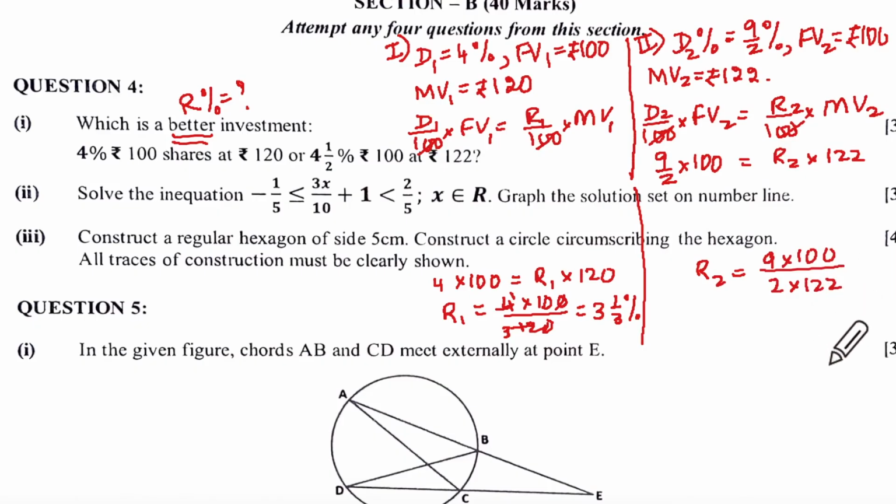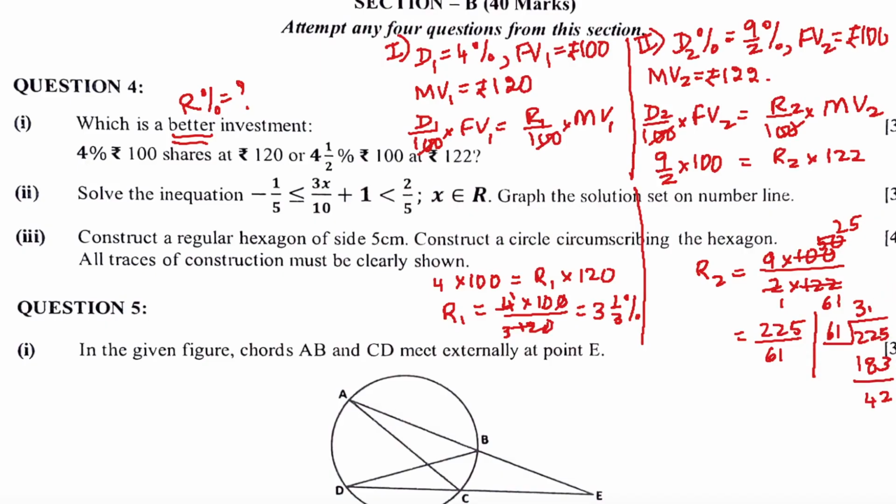Can we do anything at all here? No cancellation except 2 goes 50 times and 2 will go 2 6s, and so this will be 25 times. 25 into 9 is 225 upon 61. So you will have to show the long division. 6 3 is 18, 6 4 is 24. So 6 3 is 18 and we'll have 2 here remaining from 12.